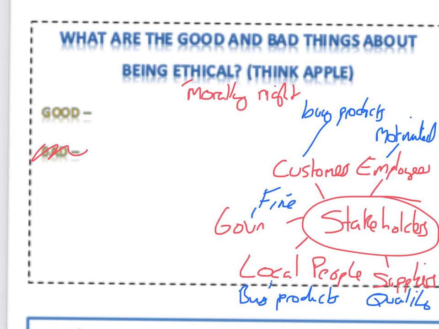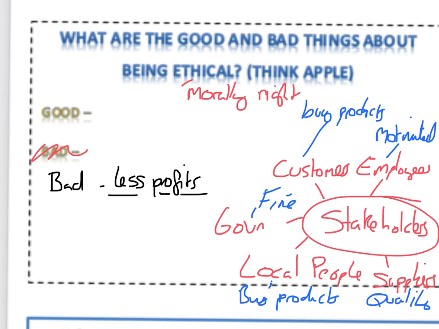Right, next, bad. It's a bit easier with bad, because they're all the same. What's the problem with being ethical towards people? So first of all, if you're being ethical towards customers, you're going to make less profit because you're making a product that's definitely good for them, and that means you're probably not going to be able to make as much money. Again, with employees, you're going to make less profit because you're going to have to pay them too much. With local people, if you try and make less pollution in the area, you're probably going to make less profit. So your first bad thing always is less profit, and it goes along with all of them.